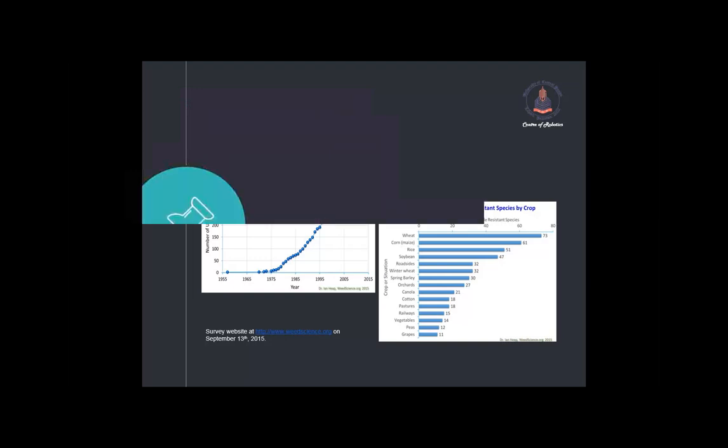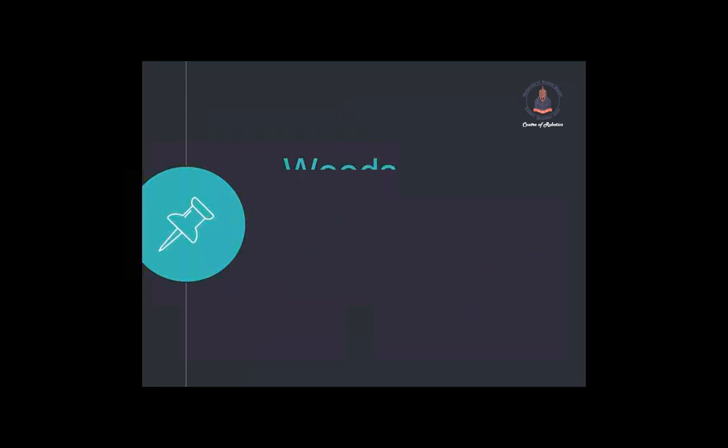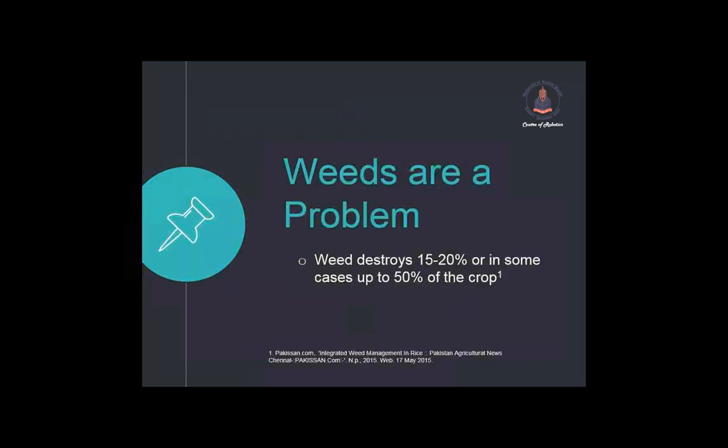We have established that weeds are a problem. Weed infestation destroys 15 to 20%, or in some cases up to 50%, of the crop. This number is very serious, because when we say 15% of the crop is destroyed, then the other argument is, okay, at least 85% of the crop is saved. But we have to see the margin of the farmer, that he incurs some cost in planting and harvesting the crop, and he has some margin. Maybe that margin is 15%, and if 15% of the crop is destroyed, then his margin is gone. So he has no benefit from harvesting that crop.